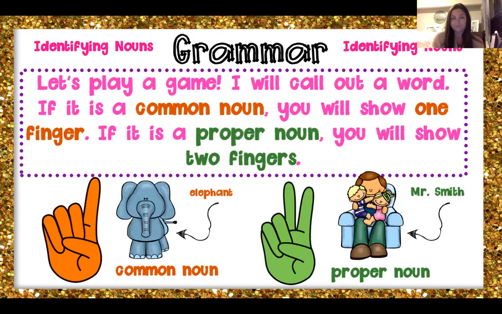Okay, so we're gonna play a game. I'm gonna call out a word. If it's a common noun, any old noun, you're gonna show me one finger. But if it's a proper noun, you're gonna show me two fingers, okay? So for example, if I just say teacher, you're gonna give me a one. That's a common noun. We don't know who I'm talking about, teacher. But if I say Miss Catrone, that's a two. That's a proper noun, the specific teacher, right? Teacher, Miss Catrone, that's how I know you're talking about me.